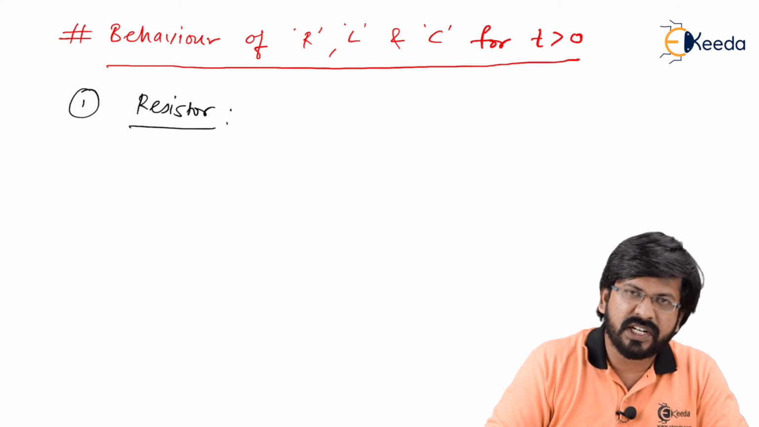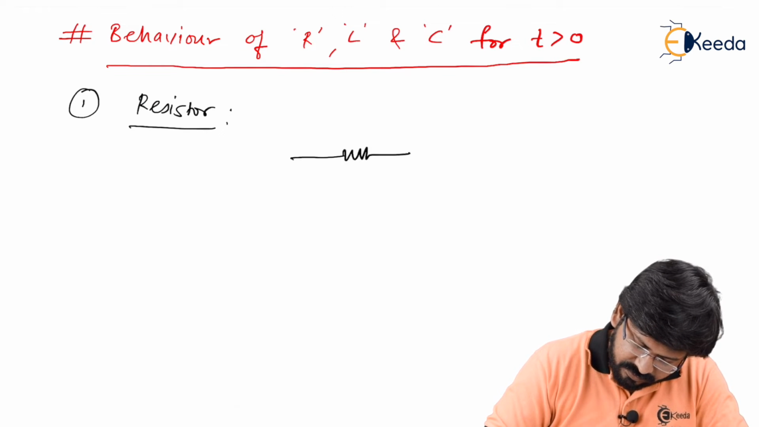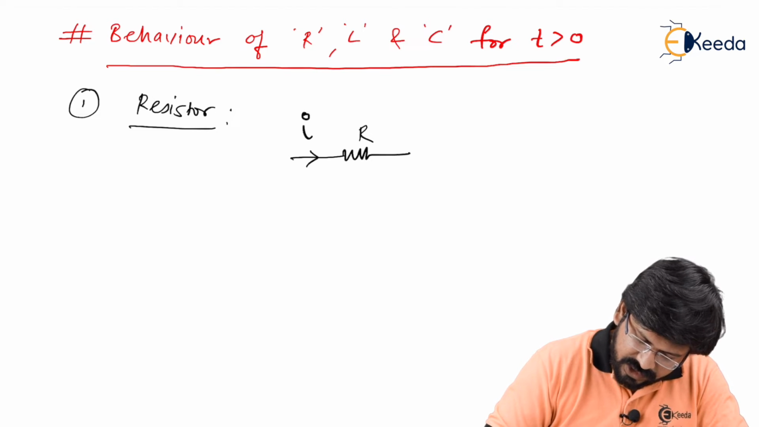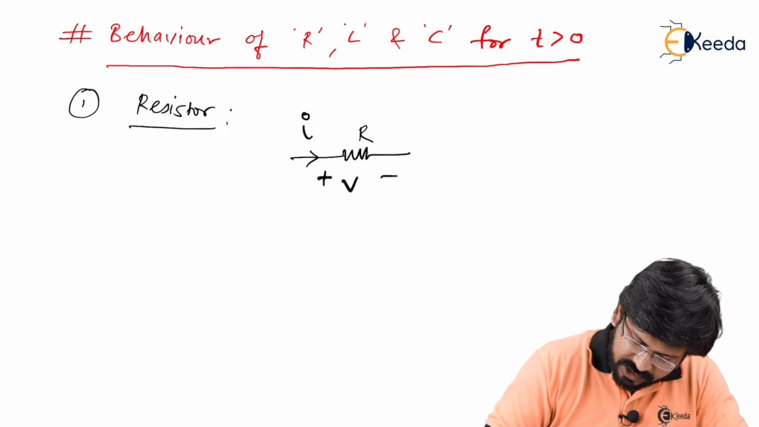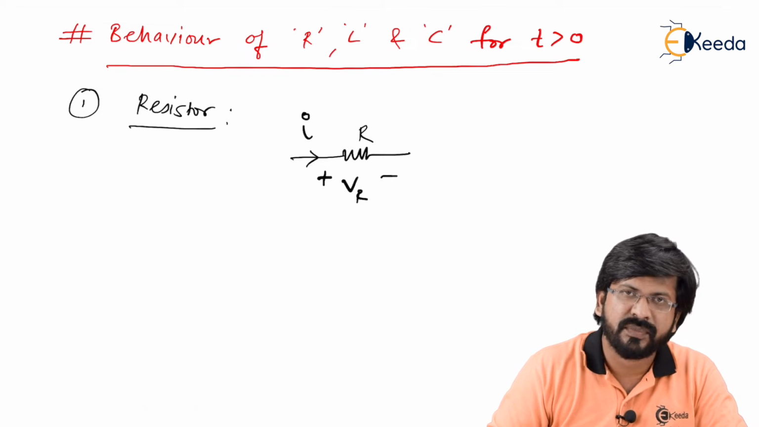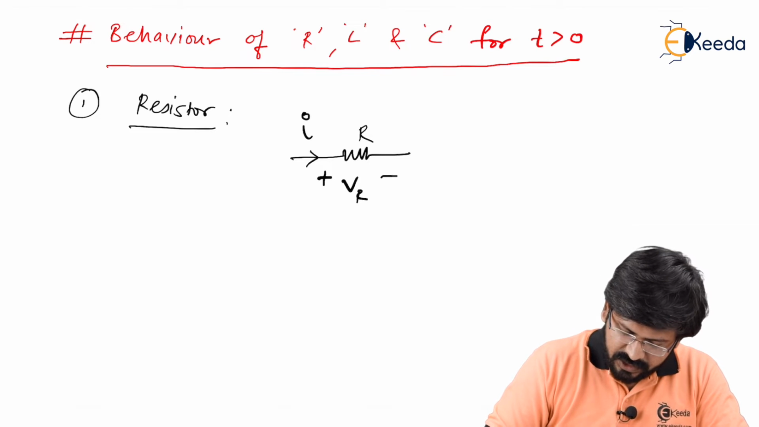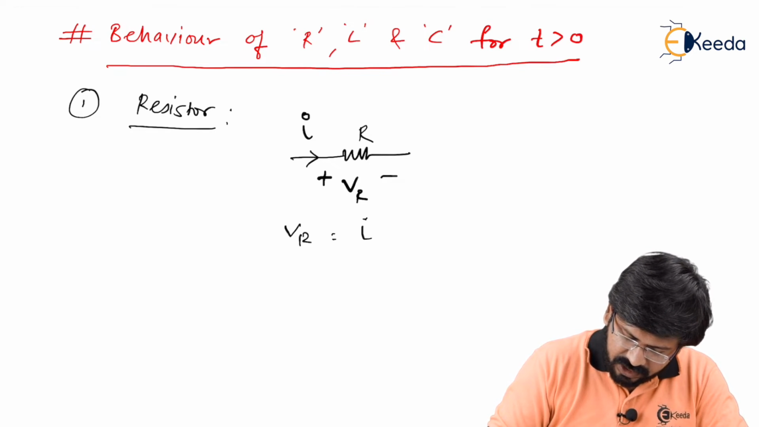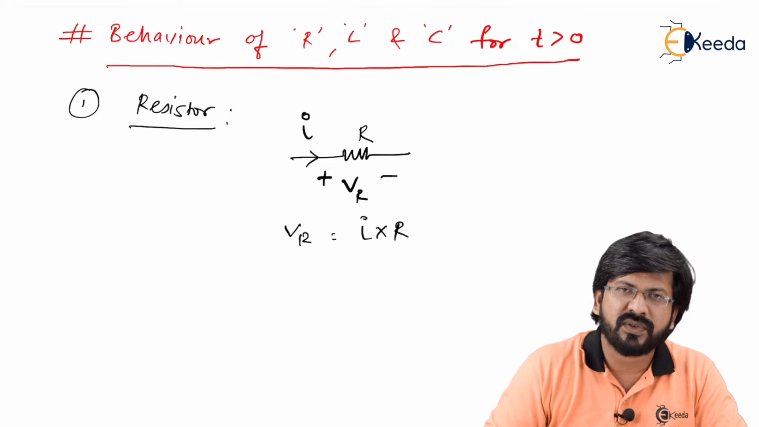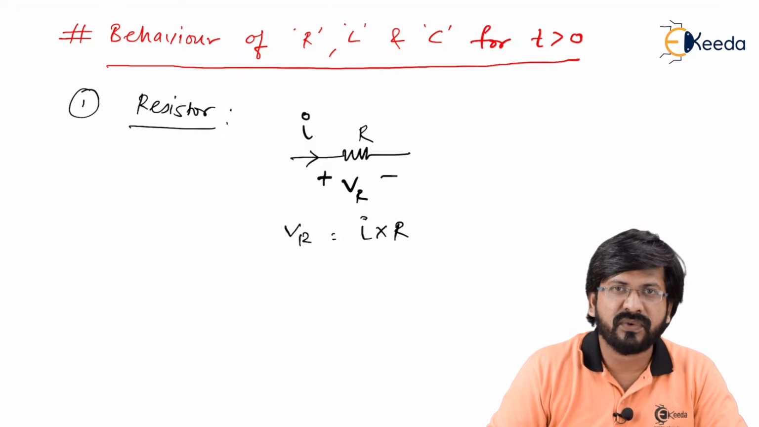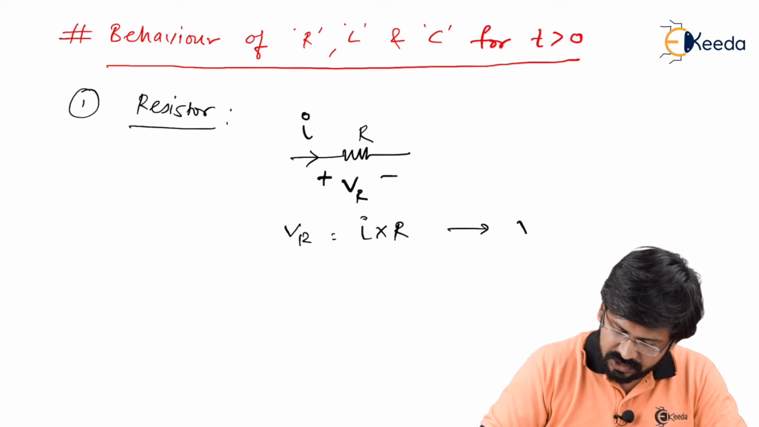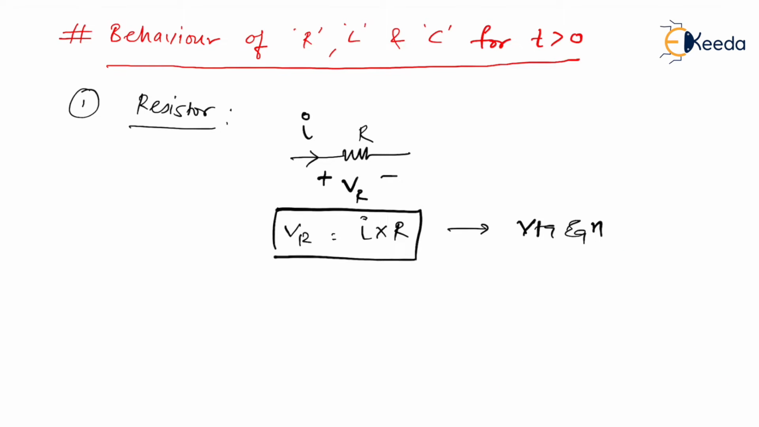Let's start with the very first element, the resistor. Let's say the current flowing through this is I and the voltage across this is VR, the voltage drop across the resistor. We know that the voltage across resistor R and the current I can be related with Ohm's law. So I can say VR is equal to I into R, and this is what we call the voltage equation, because this equation gives you voltage. And if you want current, you can write VR upon R. So this is the current equation.